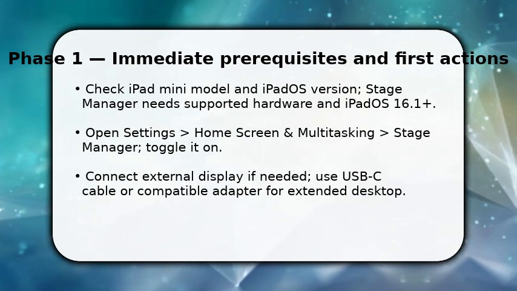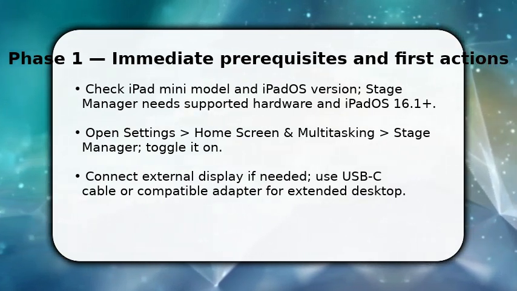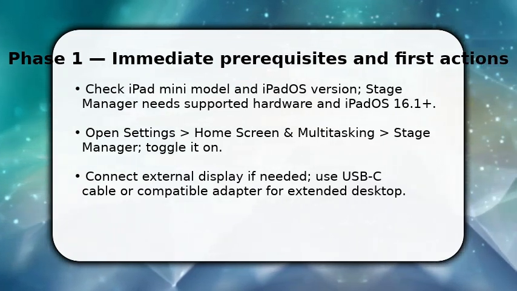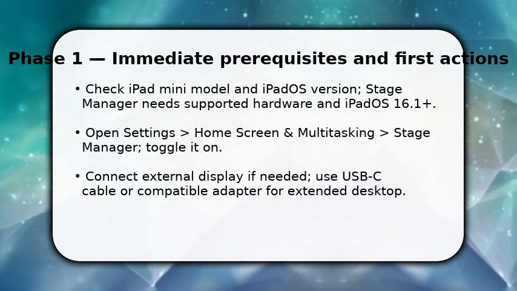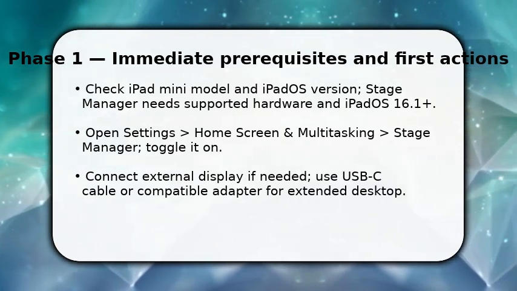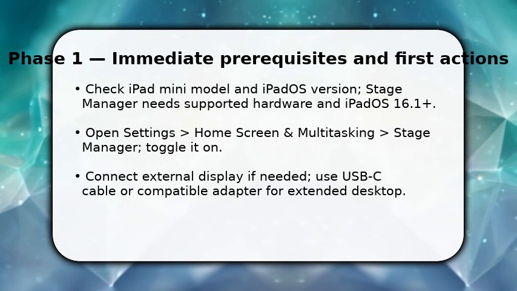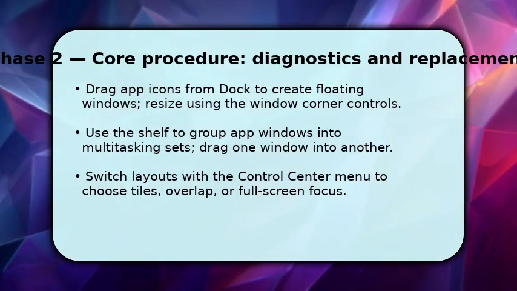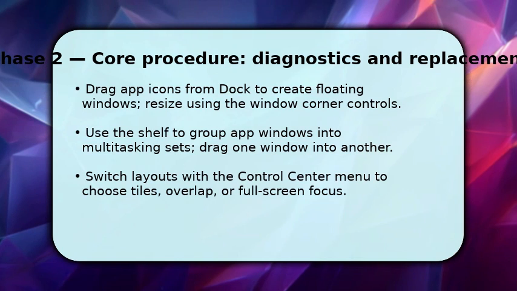Make sure to connect an external display with a USB-C cable if you want extended desktop. This changes layout options and gives more space for apps. After turning it on, return to the home screen and swipe to open Control Center so you can test quick window arrangements. You'll now arrange apps into useful layouts so your workflow becomes faster.